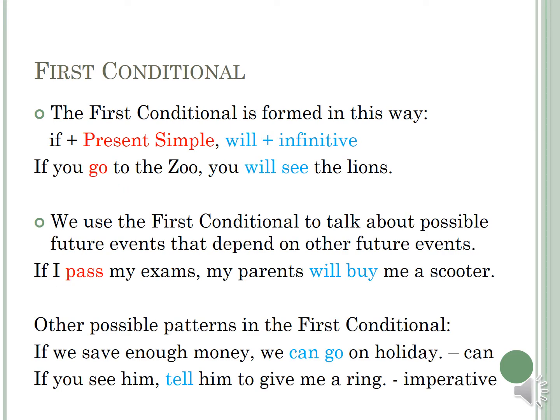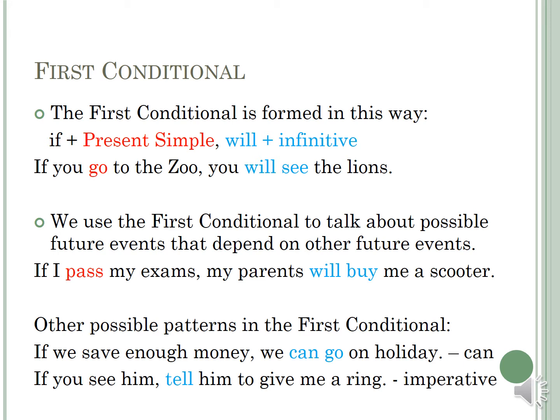First conditional. The first conditional is formed in this way: if plus present simple, will plus infinitive. If you go to the zoo, you will see the lions. We use the first conditional to talk about possible future events that depend on other future events. If I pass my exams, my parents will buy me a scooter.